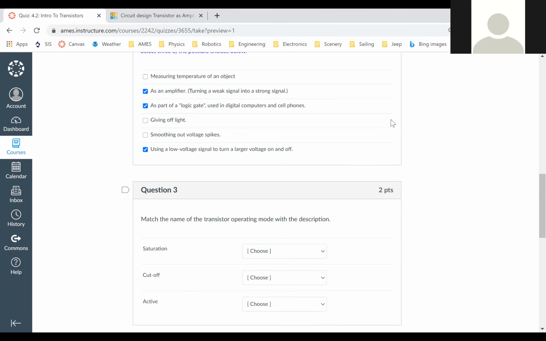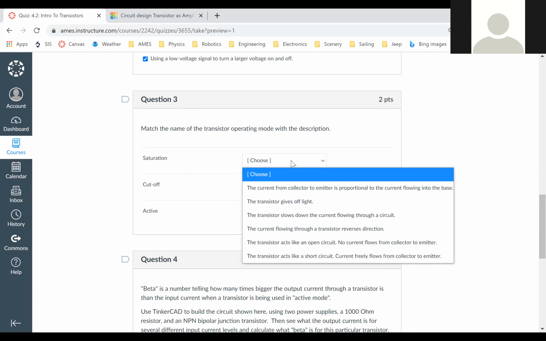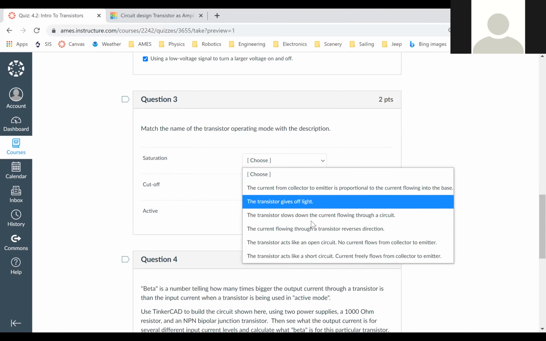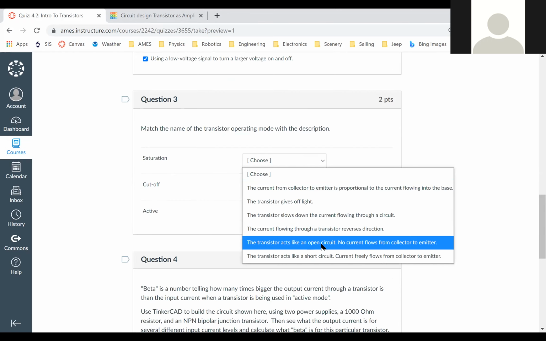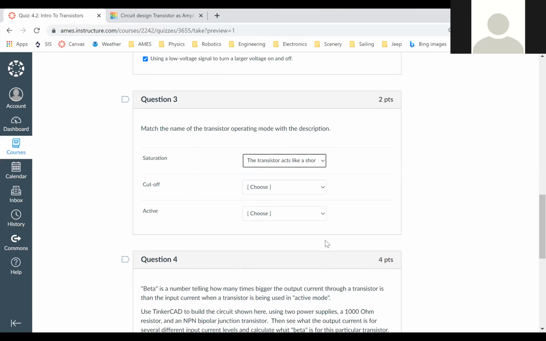Okay, matching the name of the transistor with the operating mode. So saturation mode, okay, that's when the current is fully flowing. The transistor is on as much as it possibly can be. So it's going to act like a short circuit. So it means that the current is flowing freely from the collector to the emitter. That's when the thing's in what we call saturation mode.